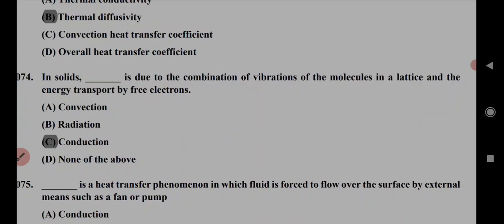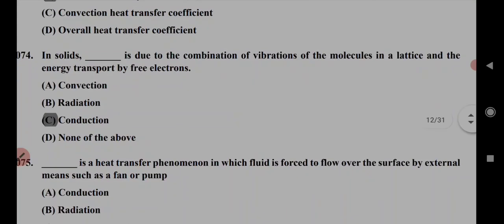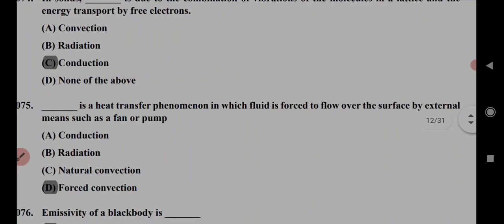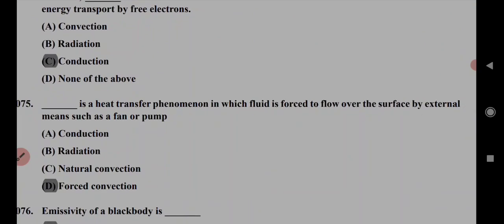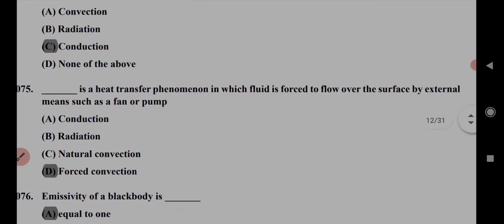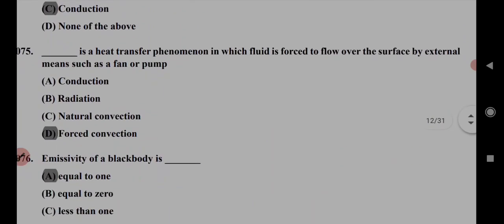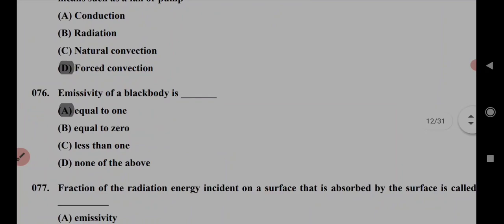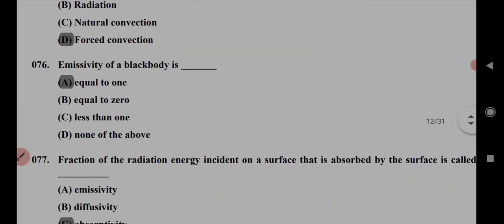74. In solid, ... is due to combination of variation of the modulus in the lattice and the energy transferred by free electrons, the conduction. ... the heat transfer phenomenon in which fluid is forced to flow over the surface by external means such as a fan or pump. Forced convection. Emissivity of black body is equal to 1.